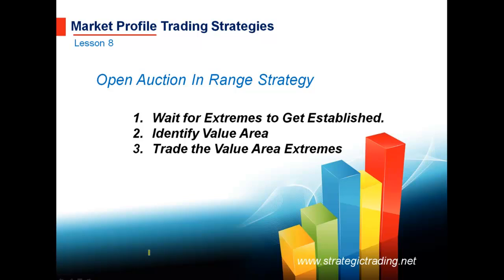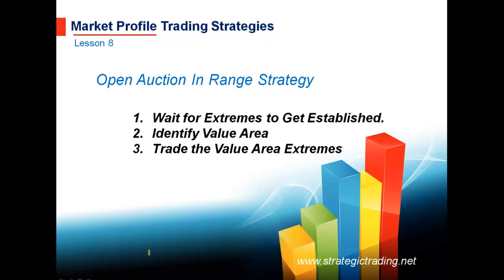All right. Now we're going to talk strategy a little bit in terms of how do we trade an open like that? How do we trade the open auction? And really, there are 3 steps to it. First of all, you want to wait for the extremes of the day to get established. What do I mean by the extremes? We either need to have a low of the day put into place or a high of the day put into place. Those are going to be the extremes for the day. So we wait until we're able to identify that.